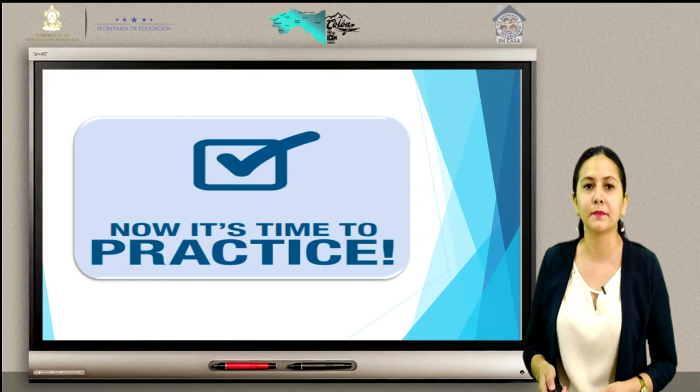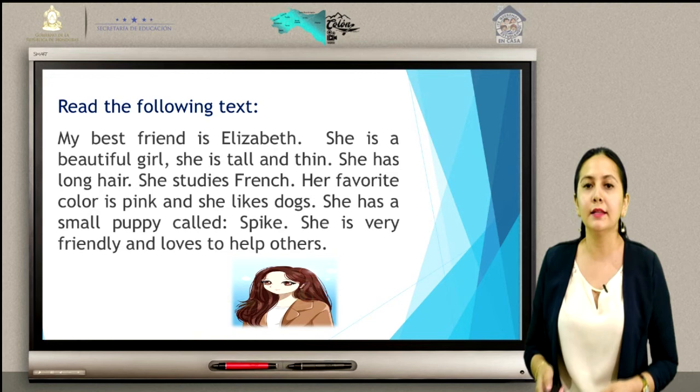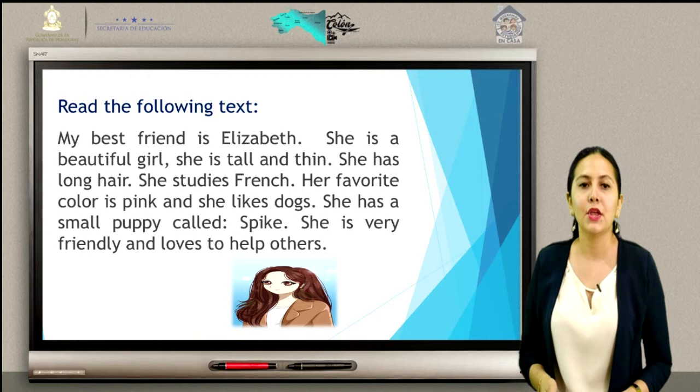Read the following text. My best friend is Elizabeth. She's a beautiful girl. She is tall and thin. She has long hair. She studies French. Her favorite color is pink, and she likes dogs. She has a small puppy called Spike. She's very friendly and loves to help others.